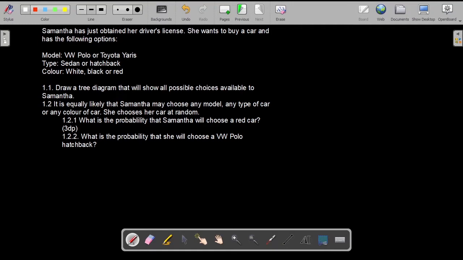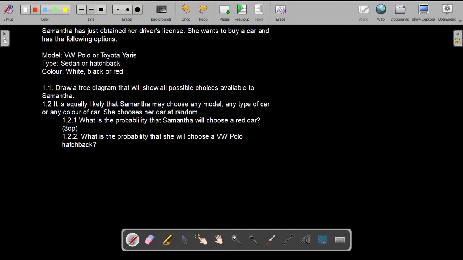So let's get right into the problem. It says Samantha has just obtained a driver's license. She wants to buy a car and has the following options. Now remember that when we talk about tree diagrams, we're talking about consecutive events. So something will happen here and we have some other options, and this is a good example of where we have quite a few options to deal with. So if you look at the options, the car can be a VW Polo or it can be a Toyota Yaris.